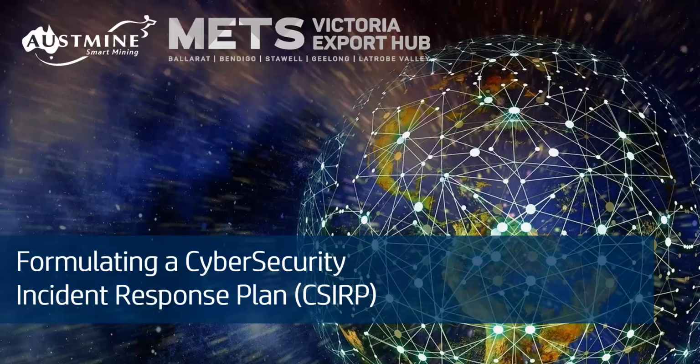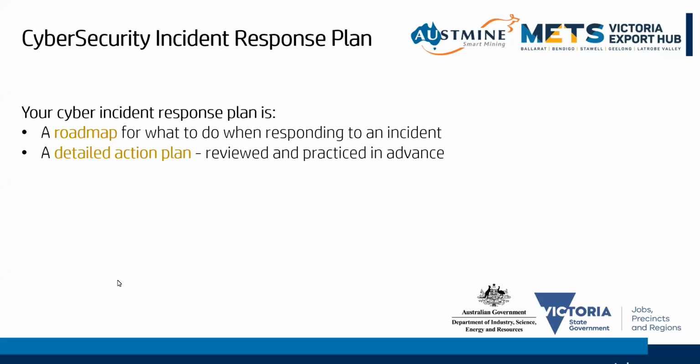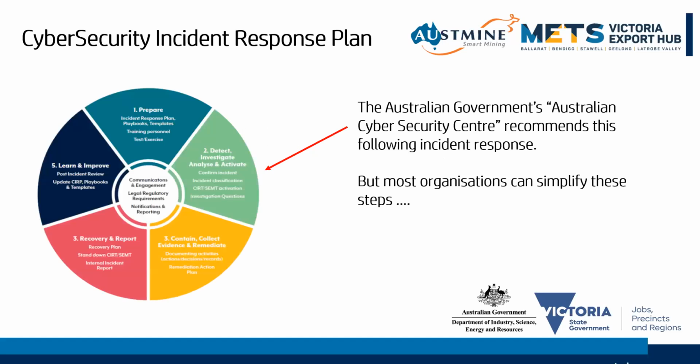So let's look now at formulating a cybersecurity incident response plan. A cyber incident response plan is effectively a roadmap for what to do when something goes wrong. It's a detailed action plan. It's reviewed and it's practiced in advance so that when an incident does occur, nobody panics. Everybody knows exactly what to do. Everybody knows to bring the plan out and to simply follow the steps in the plan to make sure that recovery is as seamless as possible.